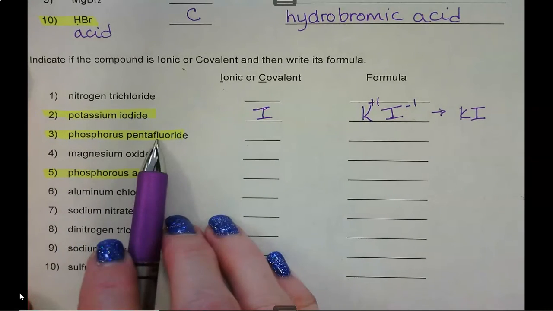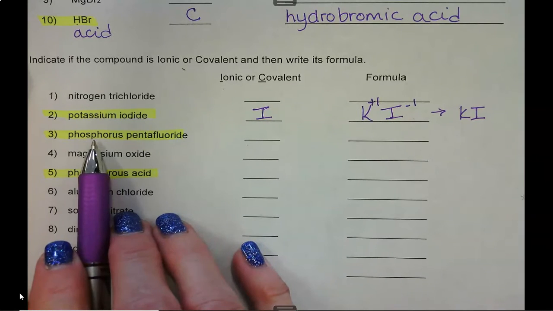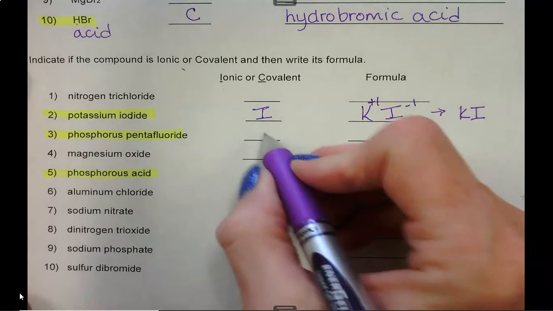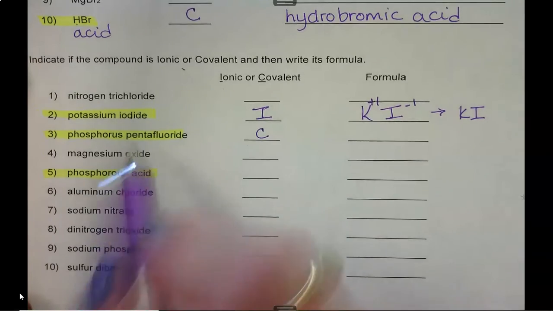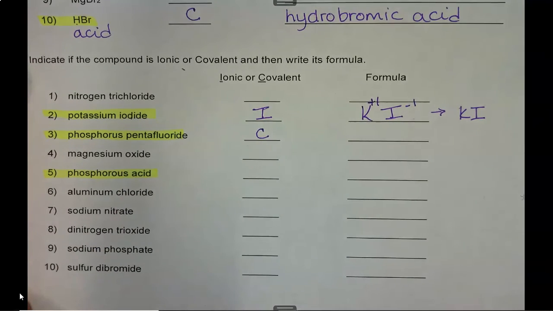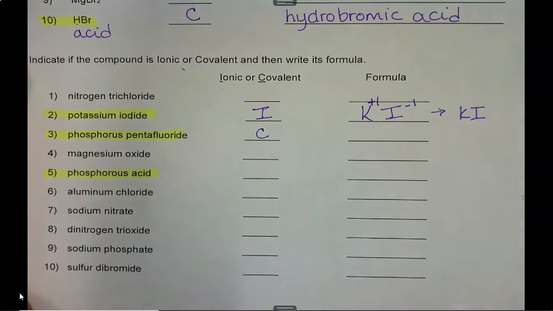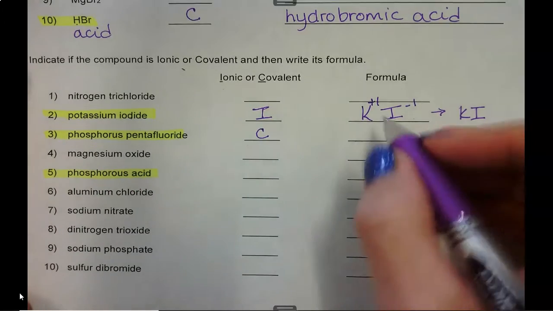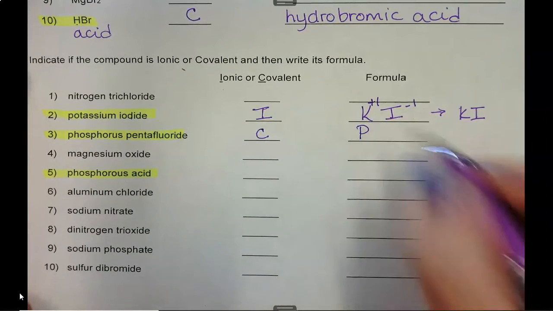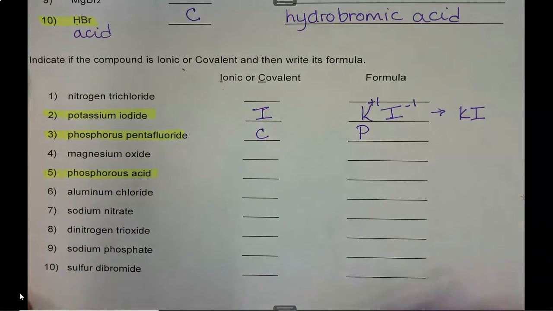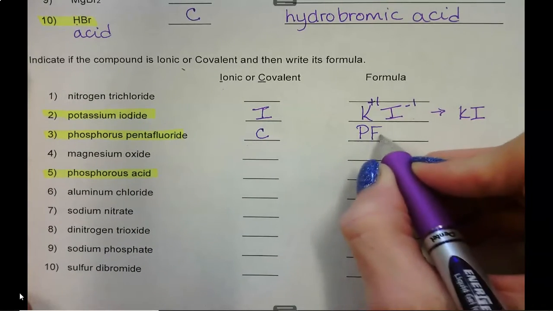Number 3, phosphorus pentafluoride. Well, phosphorus is a nonmetal. Fluorine is a nonmetal. So this is a covalent compound. Plus it has penta in it, so you know it gets the special naming rules with covalent compounds. So if there's no prefix on phosphorus, on that first element, what is it? It's 1. So P for phosphorus. Penta is 5, so PF5.